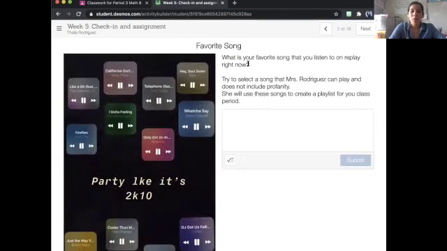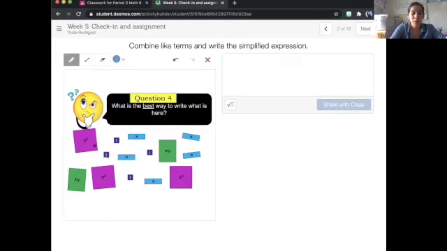Favorite song? What is your favorite song that you listen to on replay right now? Try to select a song that Mrs. Rodriguez can play and does not include profanity. She will use these songs to create a playlist for your class period. We did examples of these last week. Of course, if you were absent or came in late, you didn't get a chance to see how to do this. So I'm going to go ahead and show you an example.